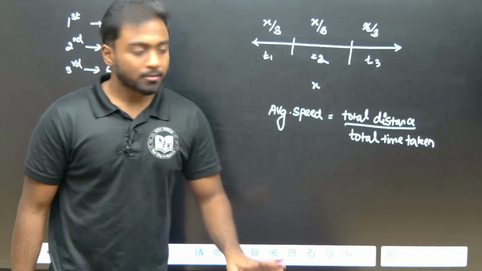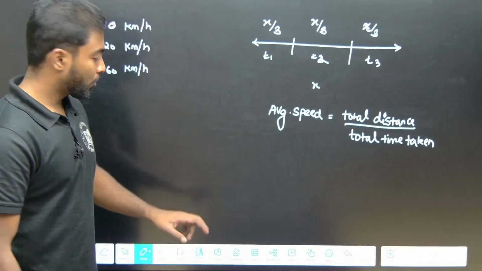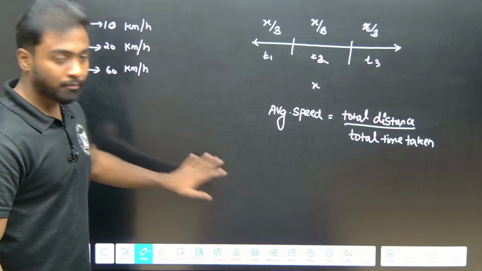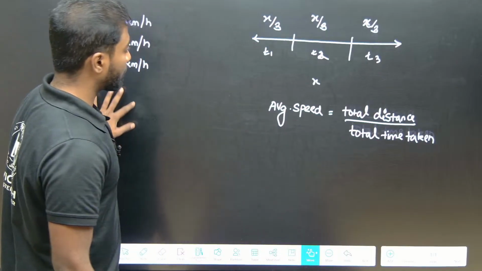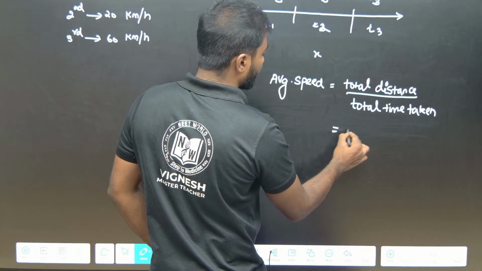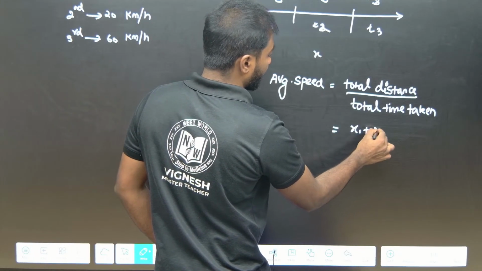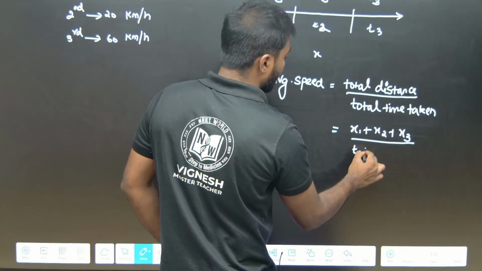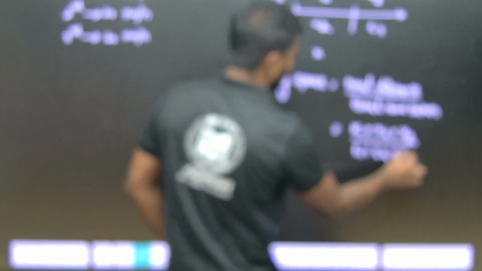Can we proceed with the steps now? Is the given question clear? The next step is what we should write here: x1 plus x2 plus x3 divided by t1 plus t2 plus t3.